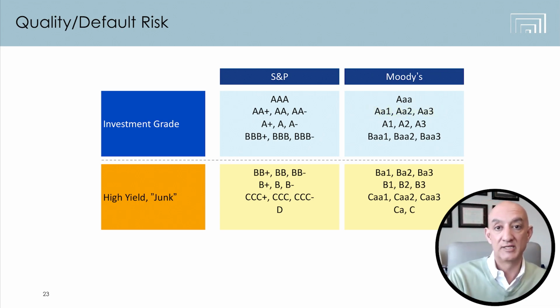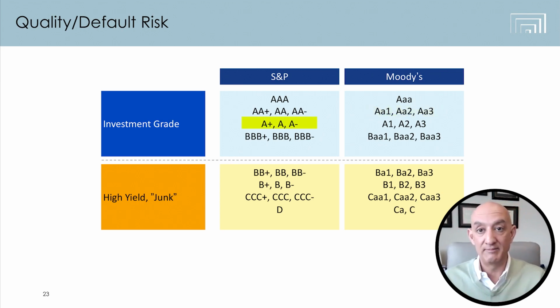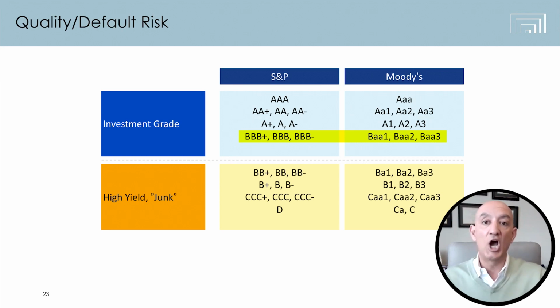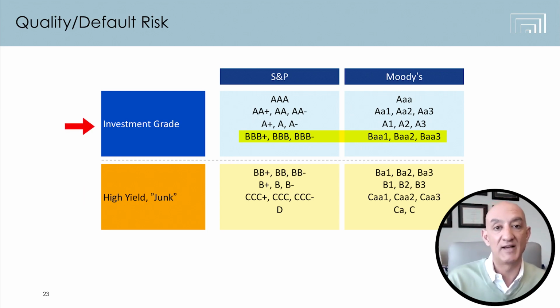Then S&P goes to A+, A, and A minus. Moody's is A1, A2, and A3. And then S&P goes to the triple Bs. Anything under triple B minus and under Baa3 for Moody's, anything under those is considered high yield or junk bonds. Anything above those is considered investment grade.